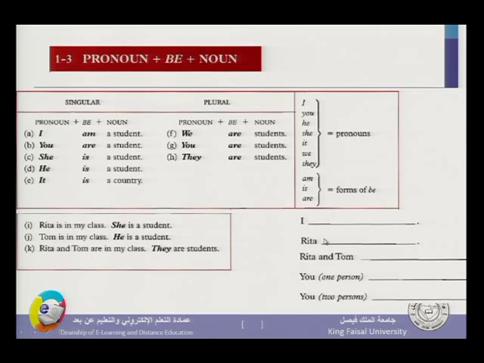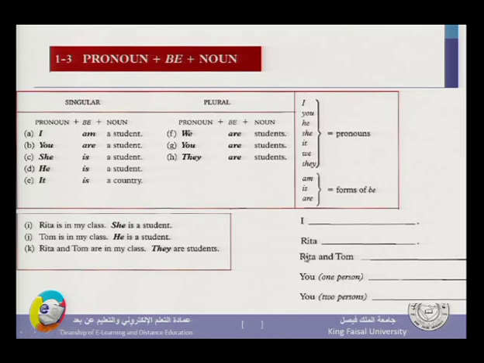Let's try to do some exercise here. Which form of verb to be can we use to make a sentence with I? Yeah, I am a doctor. All right. What about Rita? I can use a pronoun instead of Rita, I can say she. Yeah, she is a doctor.